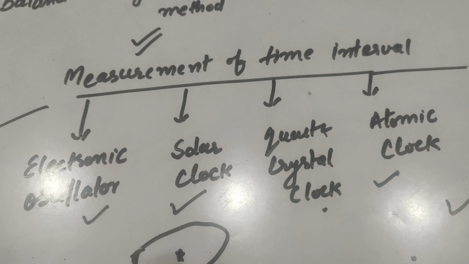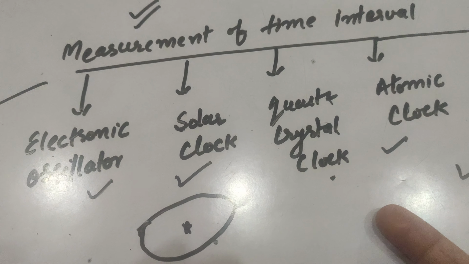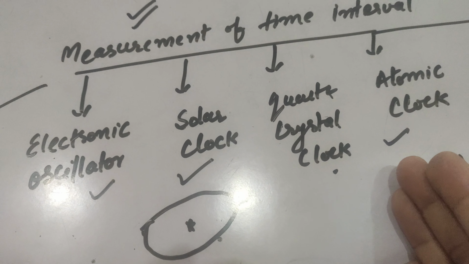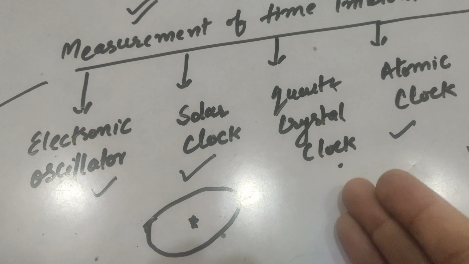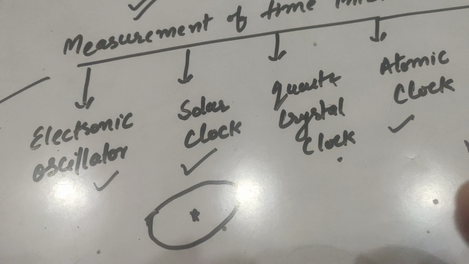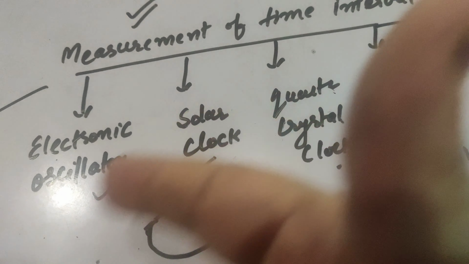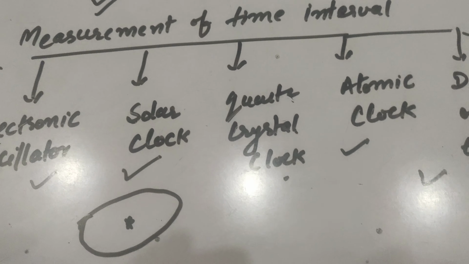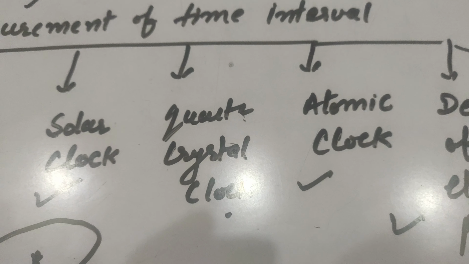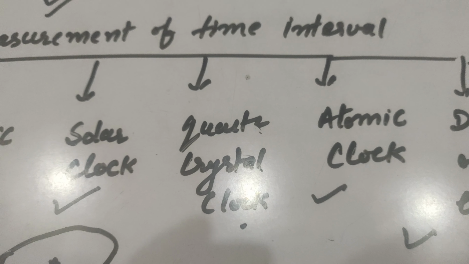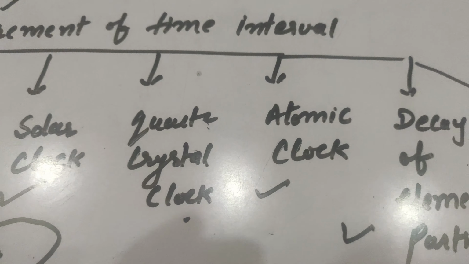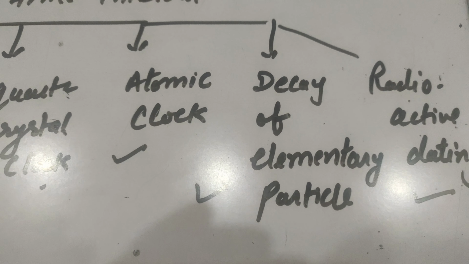Quartz crystal clock is based on the phenomenon that when fluctuating pressure is applied across the paired faces of a crystal, some oscillating EMF is induced, and that period of oscillation is used to measure the time. Next is our atomic clock. It is based on the periodic vibrations produced in the cesium atom, and that is why the atomic clock is known as the cesium clock. Next is decay of elementary particles and radioactive dating.